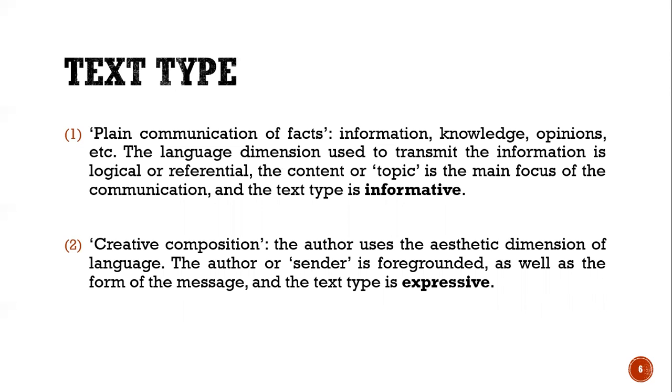Now, in the next type, the first thing is creative composition. So that is the purpose, the bottom line of this kind of text. And the author uses the aesthetic dimension of language. That means the beautification, or the things that make the text beautiful. That means some stylistic features can be considered. So in creative composition, we'll find it. The author or sender is foregrounded, as well as the form of the message, and the text type is expressive. So the author or sender already knows about these kinds of styles, and they will also know the form. They will know the content and the topic, and at the same time the form of the message is also important. So when you are concentrating on form or style, or trying to be creative in your composition, we call that kind of text expressive.